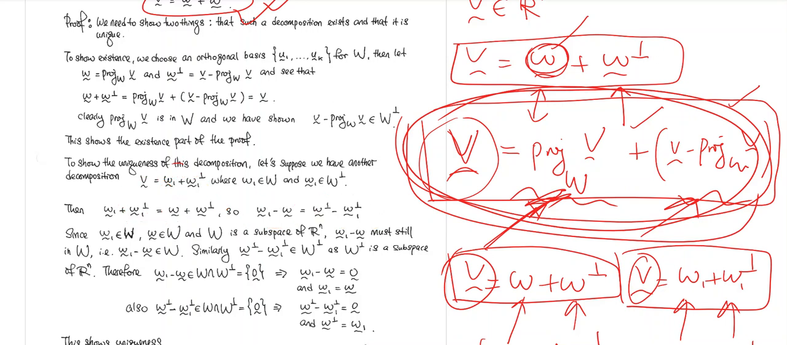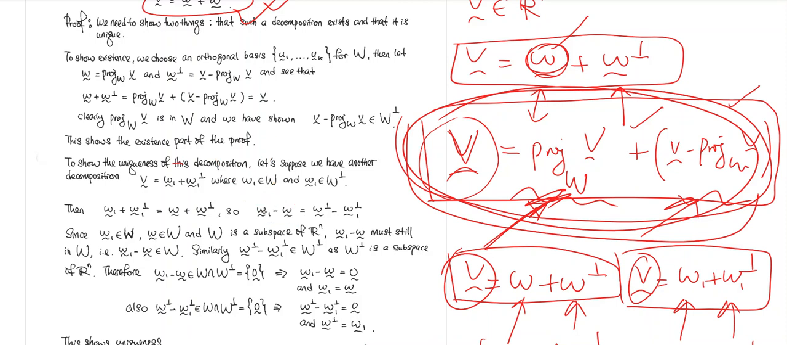Now here is where the linear algebra starts to come in. These are two vectors that are in W, right? This is a vector that's in W, and this is a vector that's in W. W is a vector space. So a vector space is closed under addition.